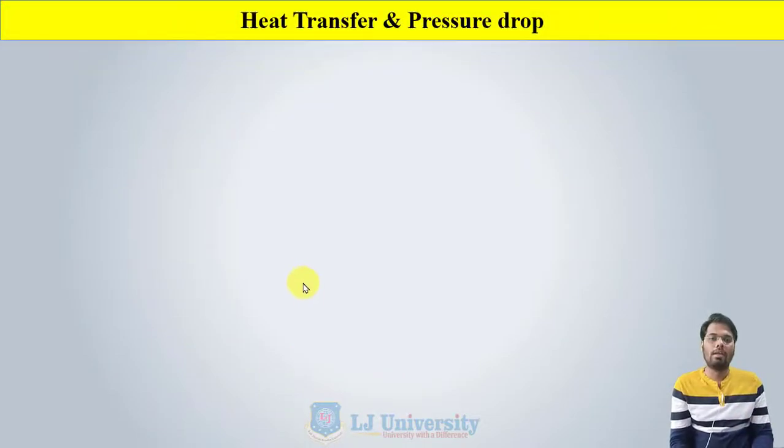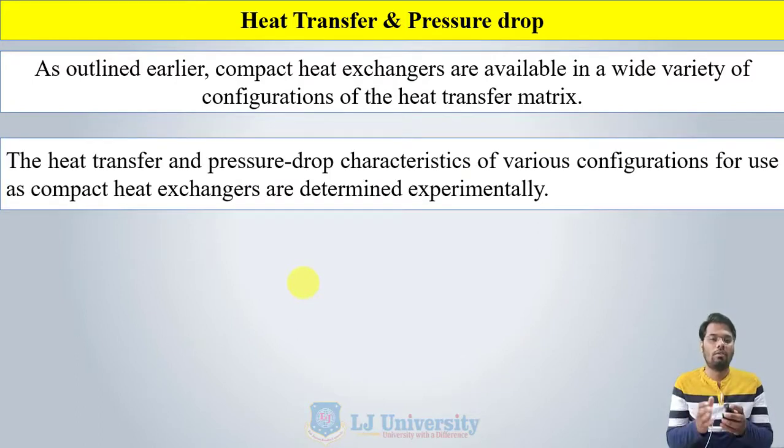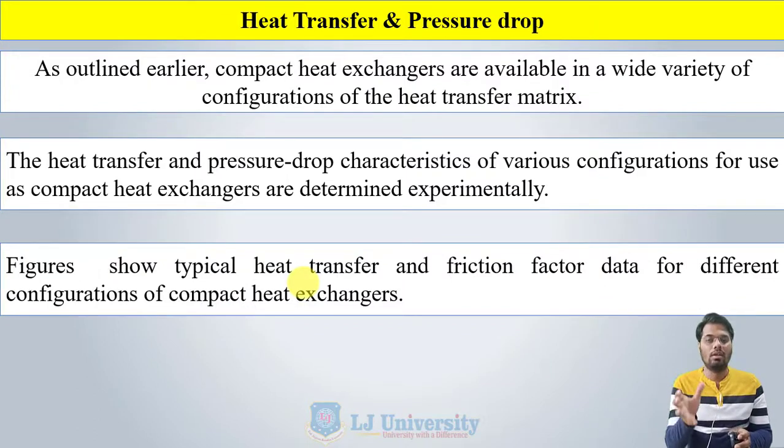Now the most important topic in a compact heat exchanger is the heat transfer rate and the pressure drop. As outlined earlier, compact heat exchangers are available in a wide variety of configurations of the heat transfer matrix. The heat transfer and pressure drop characteristics of various configurations for use as compact heat exchangers are determined experimentally. Experimentally, some figures are generated for the different configurations of compact heat exchangers, and from that graph you can easily find the friction factor for different velocities.